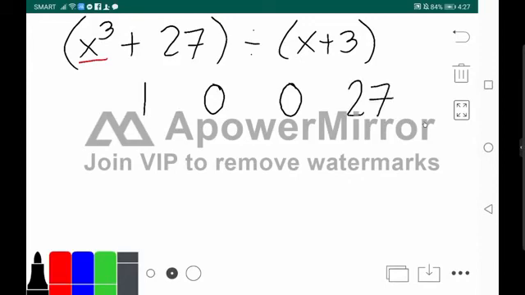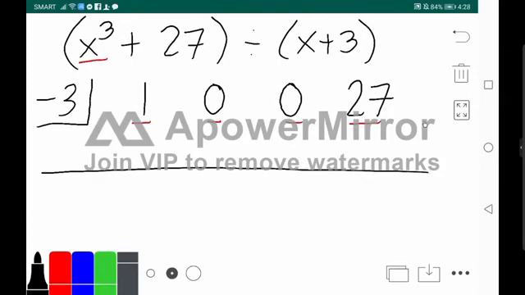So take note, x cubed is 1. This is x squared, which is the missing term. X, which is another missing term. And you have here positive 27. And what is the value of a? The value of a is negative 3. Okay, bring down 1. Then multiply. How much is that? That is negative 3. Then you combine. That is negative 3.